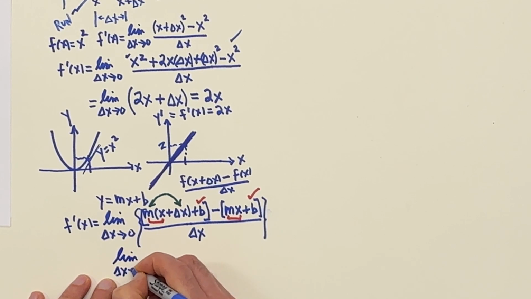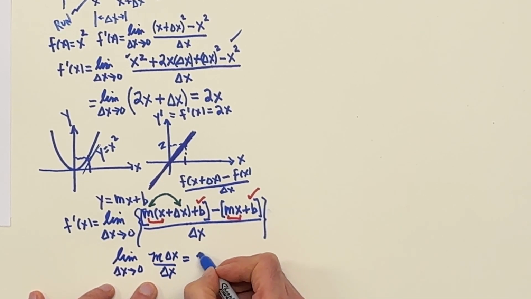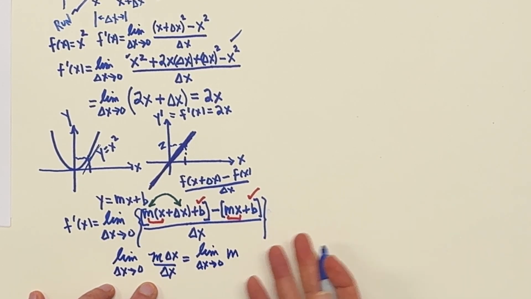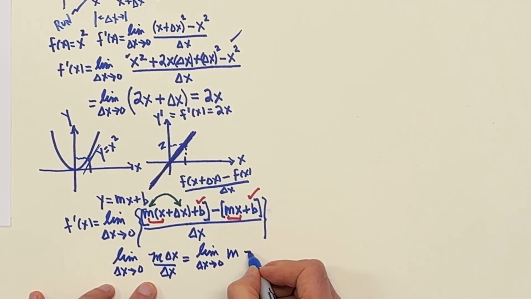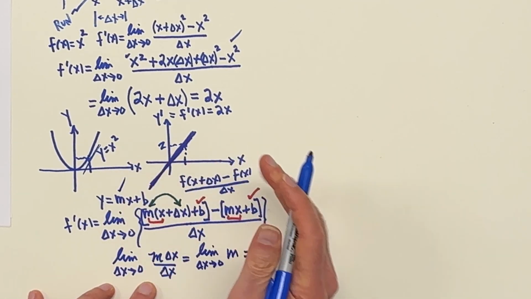Delta x goes to 0, but when I divide this out, I'm just going to get m delta x over delta x first, like that. And that's going to equal, and I'll still put the limit of delta x going to 0, m, but there's no delta x. Delta x can be anything here. So that's going to be m. And that's what we know to be the slope.